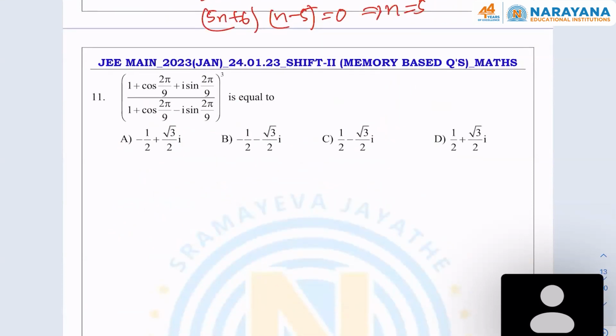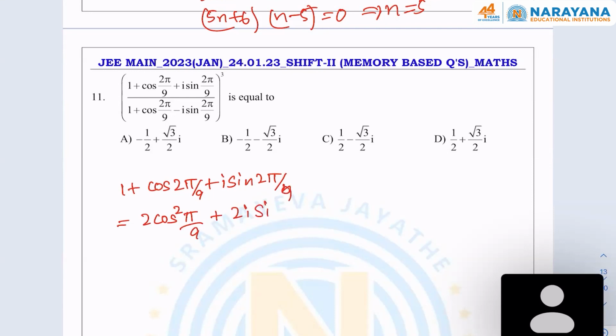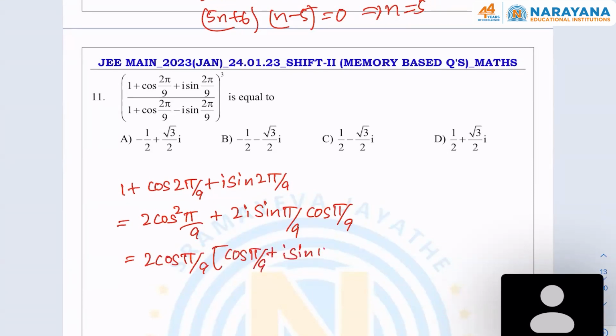Next one. It's a question on complex numbers. So 1 plus cos 2 pi by 9 plus I sin 2 pi by 9. So here 1 plus cos 2 pi by 9 means 2 cos square pi by 9 plus 2I sin pi by 9 into cos pi by 9. Now I will take out 2 cos pi by 9. So it is equal to 2 cos pi by 9 into (cos pi by 9 plus I sin pi by 9).